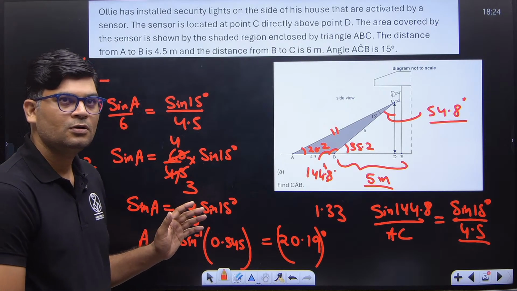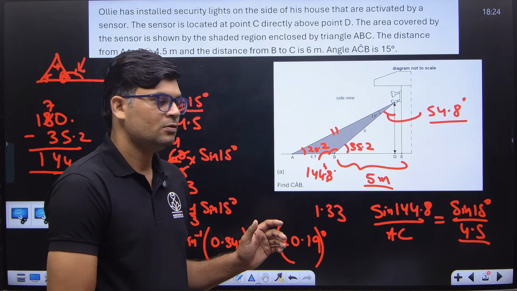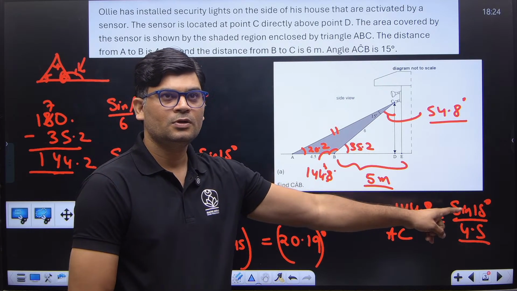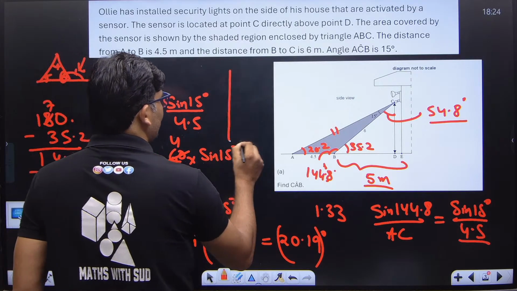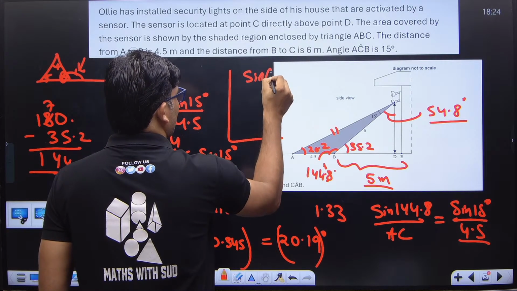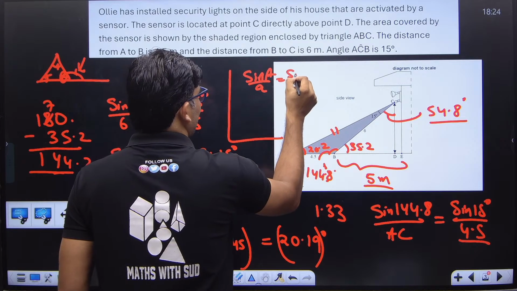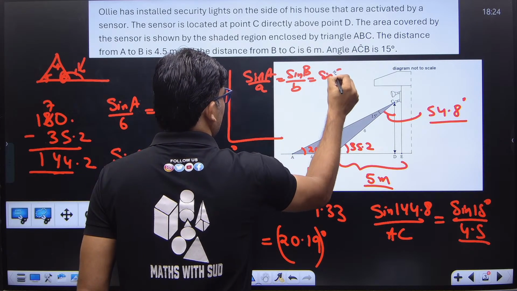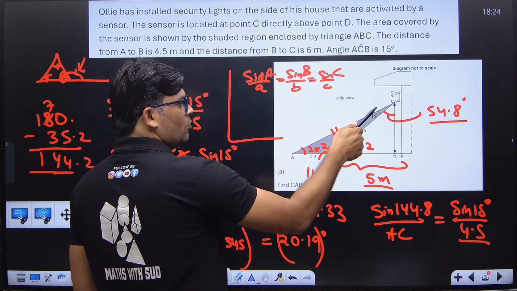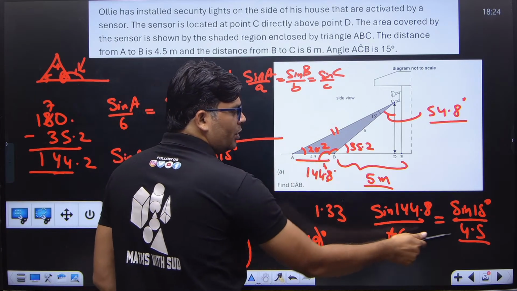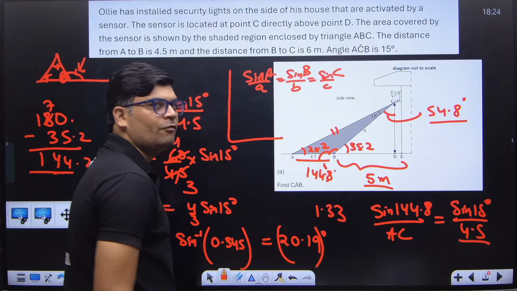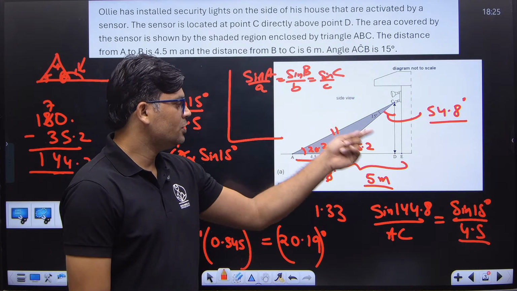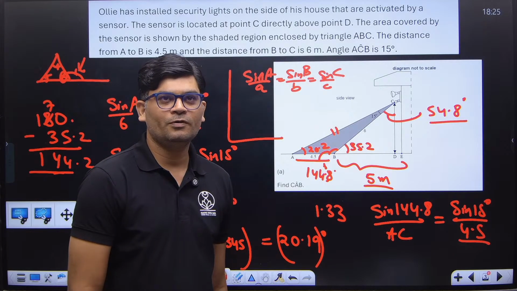We're given sine 15. Why have I written sine 15? This is your question? Yeah. Okay, according to the sine rule, beta, we have sine A upon A is equal to sine B upon B is equal to sine C upon C. So what is the length that I am using? 4.5. So what is the angle in front of 4.5, beta? 15. So that's why I used sine 15 upon 4.5.